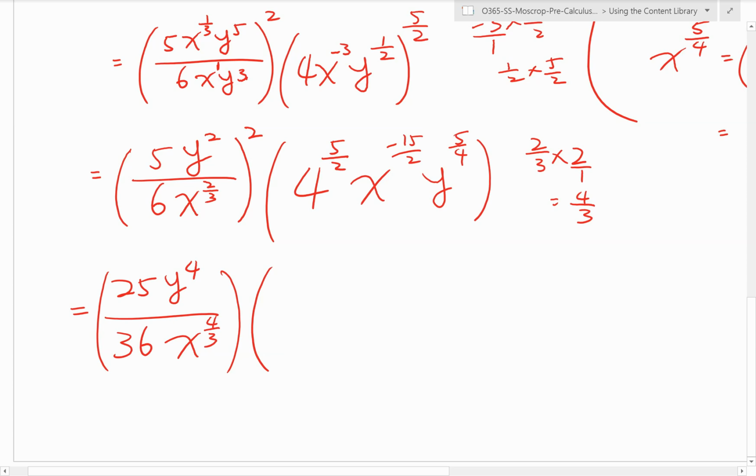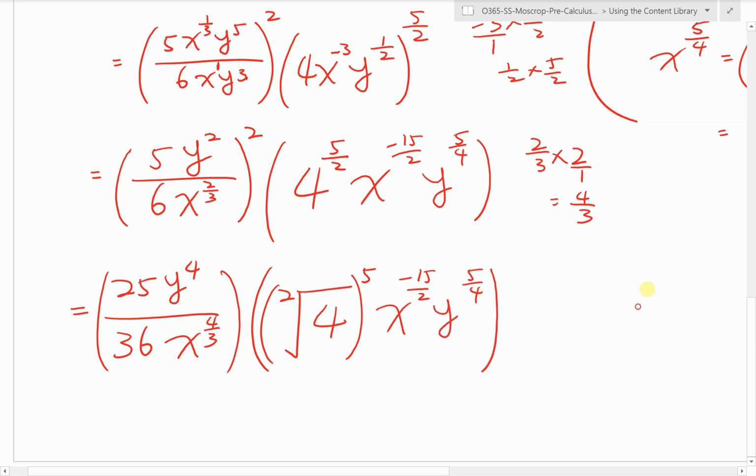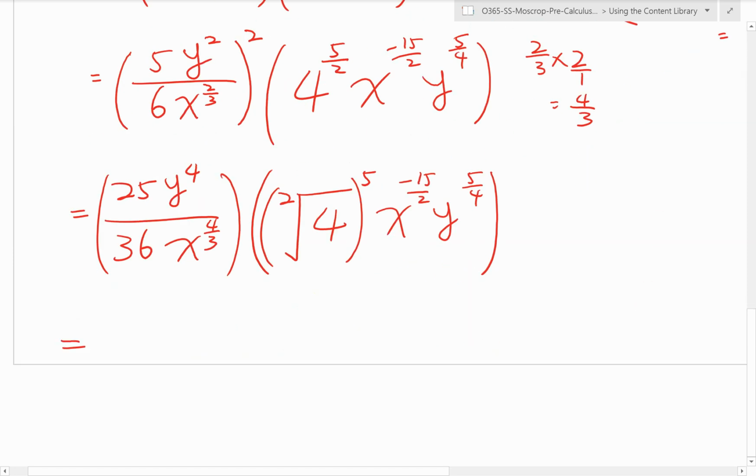Now I'm going to turn this 4 to the power of 5 over 2 into the radical because I know I can actually evaluate this. Because it's a 2 in the denominator, which means the index is a 2. So it's a square root. And I know the square root of 4 is a nice number. There's nothing I can do with the x and the y. Next I am going to multiply these two things together.